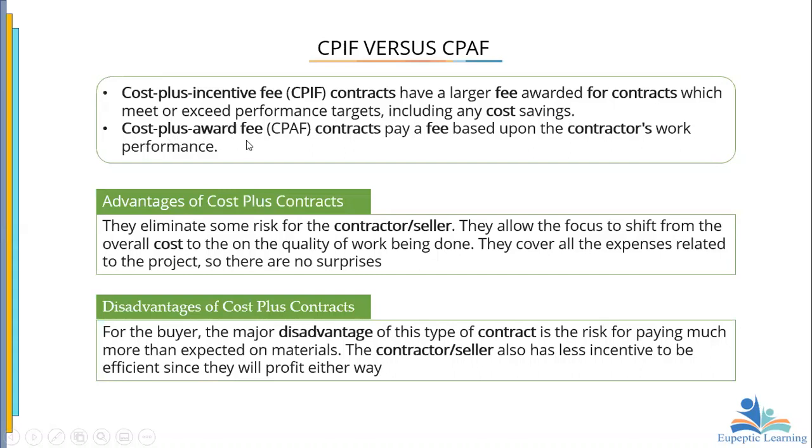Then cost plus award fee pays a fee based upon the contractor's work performance. So the difference between the two is that the amount paid here is based on the contractor's work performance, whereas there, a larger fee is awarded for contracts which meet or exceed performance targets, including any cost savings. They are very similar, but the amount the contractor is paid here is based on his performance. It is quite confusing, but there is a difference.